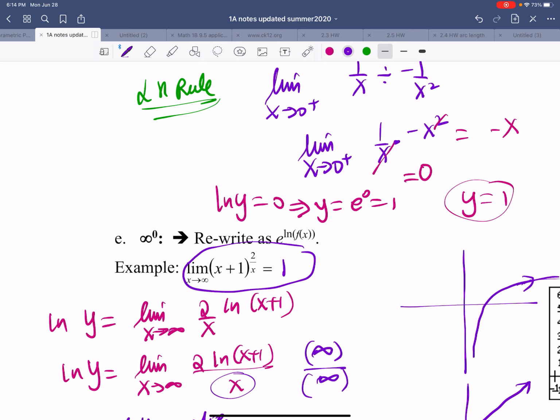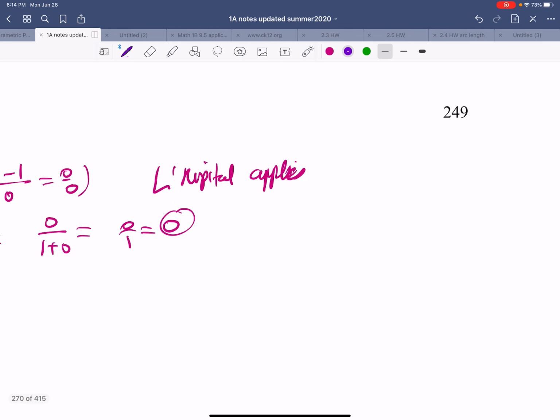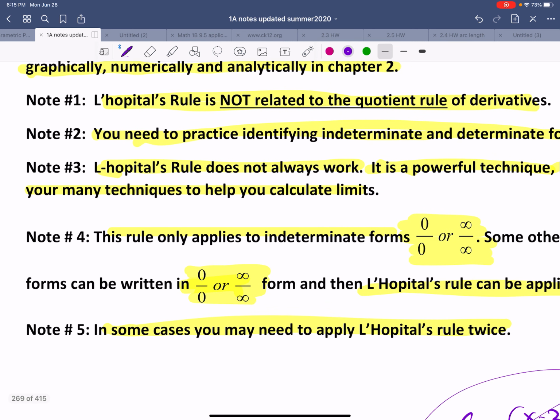That's all for L'Hopital's rule. Again, a quick reminder that L'Hopital's rule does not have anything to do with the quotient rule. Don't be confused about it. You can use it multiple times. It only applies if you have 0 over 0 or infinity over infinity form, and some other indeterminate forms that you can express in the 0 over 0 or infinity over infinity form. All right, have fun.